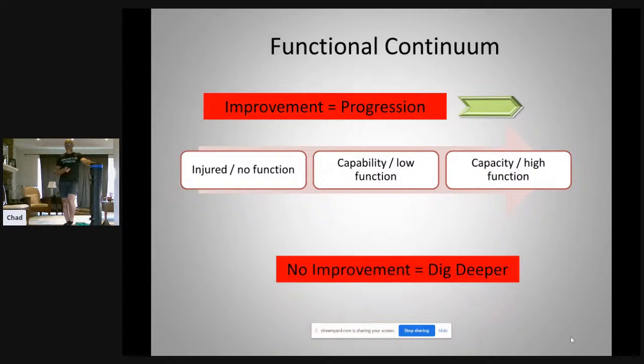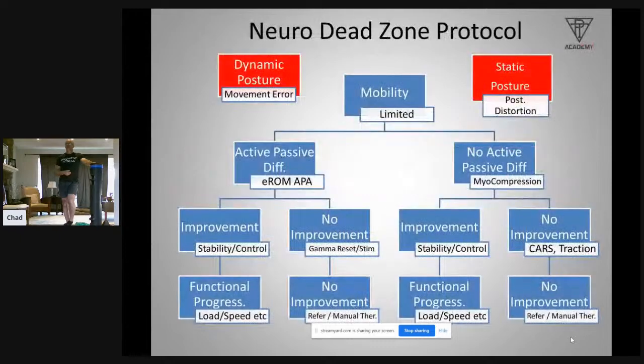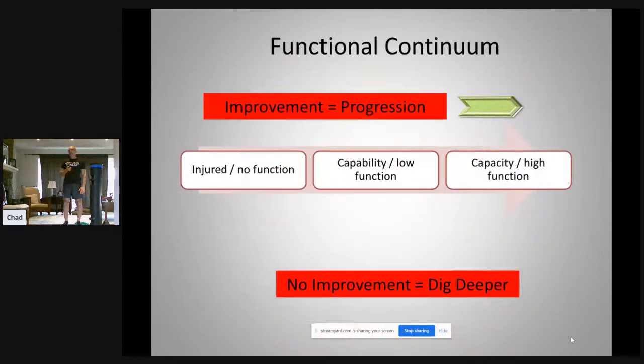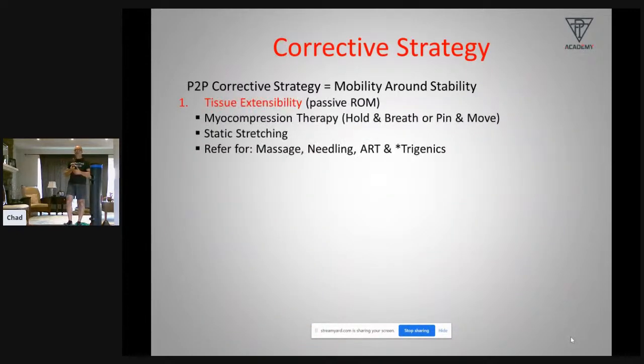And if that's the case, we got to start looking at, okay, we got to dig deeper. So if there's no improvement, we got to look further down this table, right? We got to keep going down that table until we get that thing called an improvement. Once we have improvement, then we go up the functional progression stage, where we start looking at functional progressions. And those functional progressions are going to be load, speed, range of motion, volume of work, complexity of motion, etc. So we move along. So we assume that's the logic process, right?